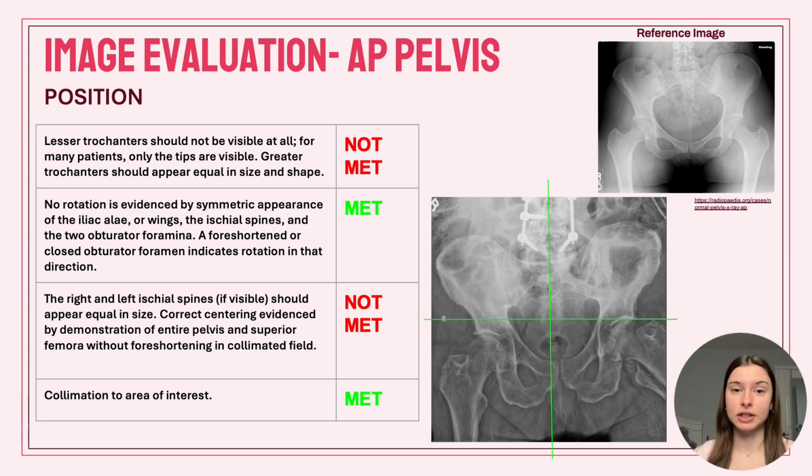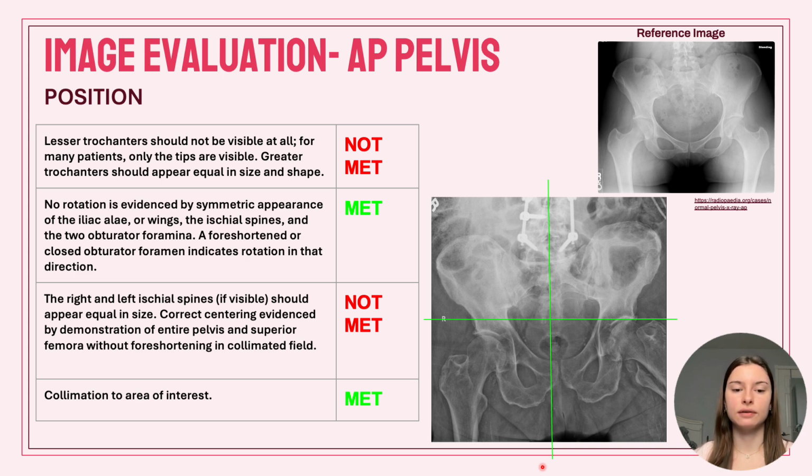So next we have the positioning criteria for an AP pelvis. The first one is lesser trochanter should not be visible at all. For many patients, only tips are visible. Greater trochanter should appear equal in size and shape. So I did say not met for this one because those lesser trochanters can be seen on each side, and this is because the patient was not able to internally rotate their lower limbs due to the fracture.